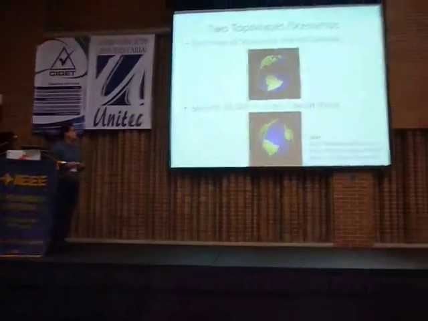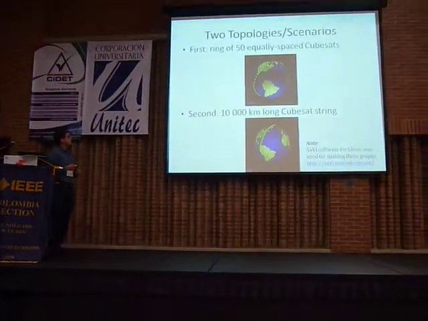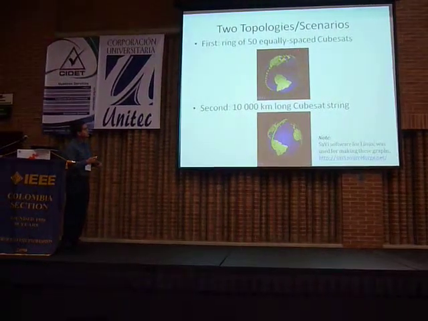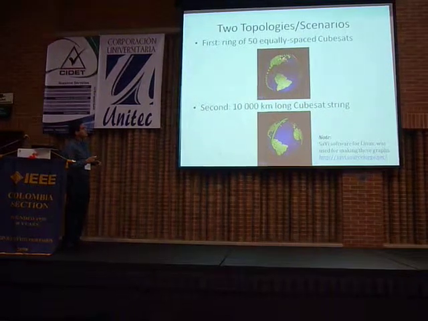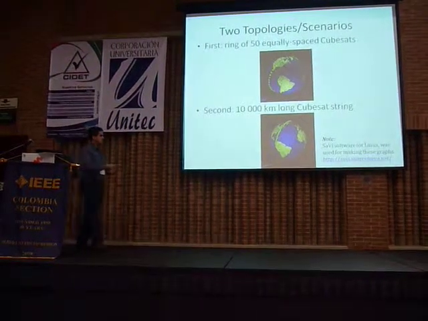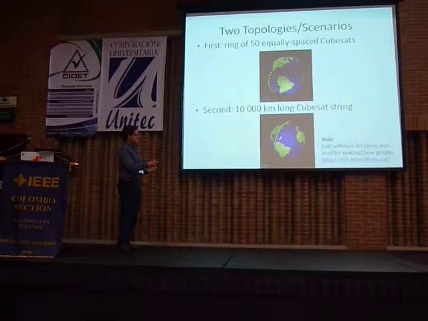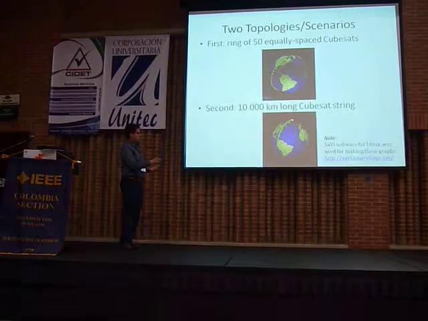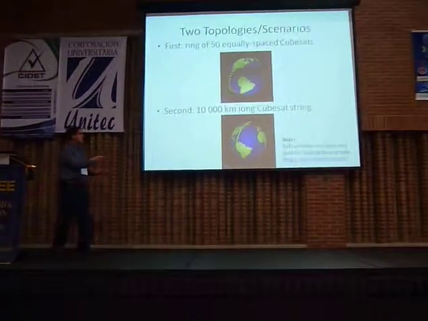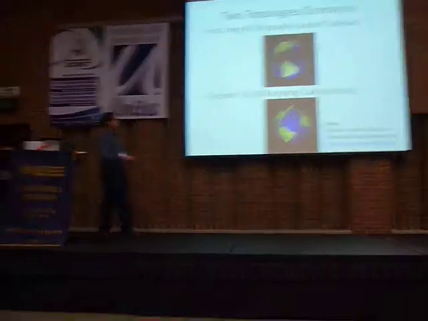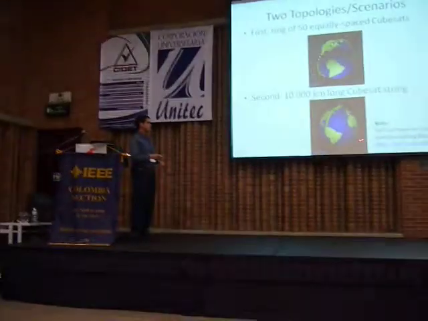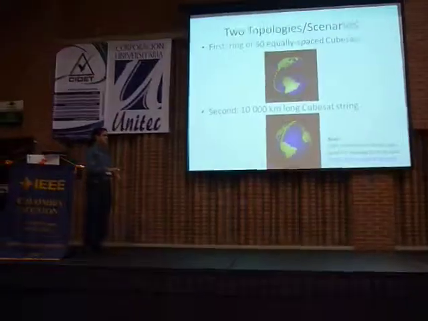So, well, let's take a look at the two topologies for scenarios. The first scenario is a ring of 50 equally spaced CubeSats. Look, there's an equal space between each satellite. And the second one, a 10,000 kilometers long CubeSat string. I say a string because it's just a 90 degrees string of CubeSats, and the separation among them is a quarter of the first one. Well, an interesting note, these graphs were obtained with the STK software for Linux. Okay, and there's the web page.